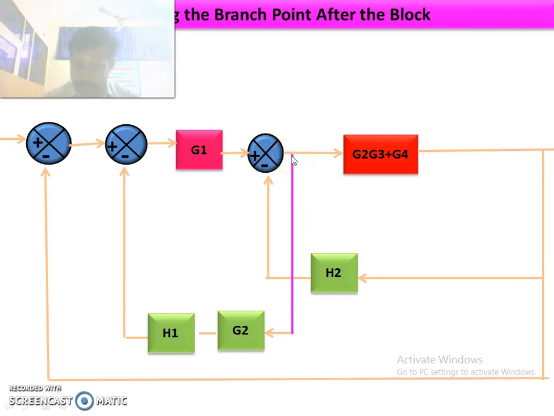If you are moving this branch point ahead of this block or after this block, then it will become a feedback loop, and this loop can be eliminated. Okay. So while analyzing this figure, we understand that here you are having a possibility of feedback loop, but here there is a branch point. So if you are moving this branch point after this block, you will be getting one feedback loop. That feedback loop that we can eliminate.